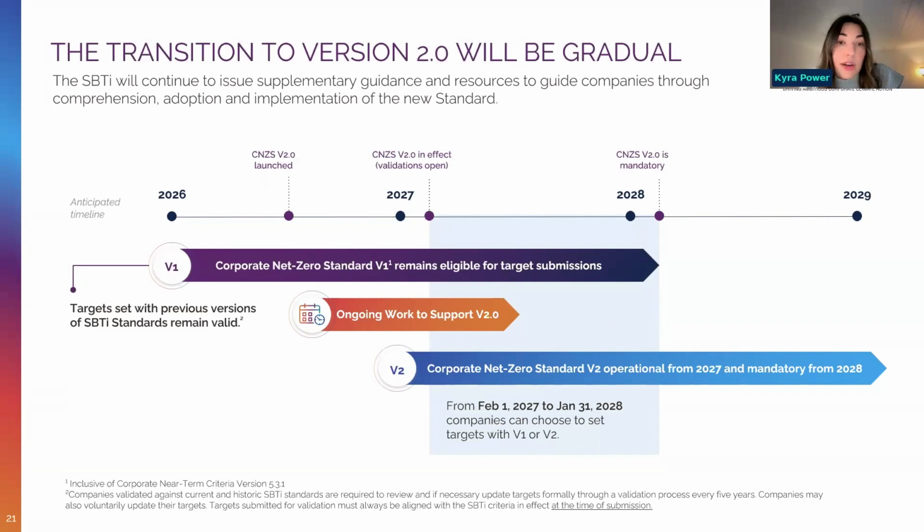One very important note here, and I think Natalia will get into this a bit more, is that existing validated targets remain valid. Companies do not need to transition to version 2 right away. However, companies looking to utilize some of the elements of version 2 with a version 1 target will be able to do so. And we'll get into some of that ongoing work on the next slide, but as you can see here, the SBTi will continue to work on additional guidance and resources throughout the remainder of this year and into 2027 to support companies setting targets.